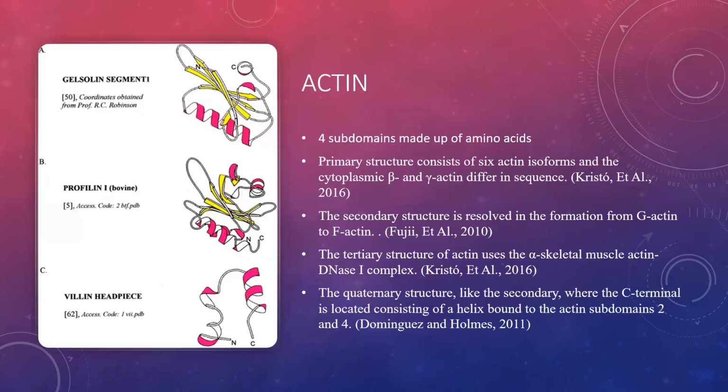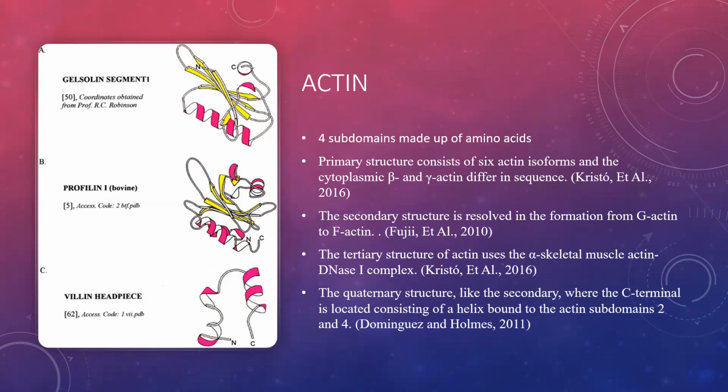So actin has four subdomains like we talked about. They're made up of amino acids. The primary structure, it's the alignment of the primary structure that shows the different parts, and that is more likely to vary than others. And it can help determine molecule interactions and filament assembly. And it consists of six actin isoforms in the cytoplasmic beta and gamma actin that differ in sequence. These pictures right here are just examples of some structures that can be made of the ribbon molecules.